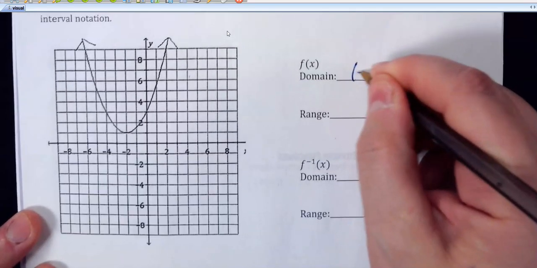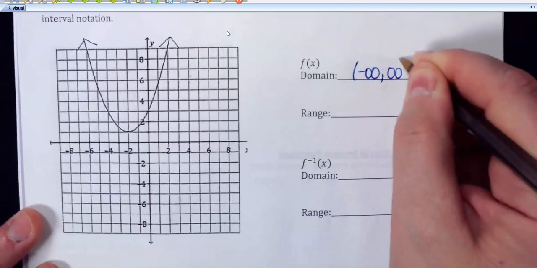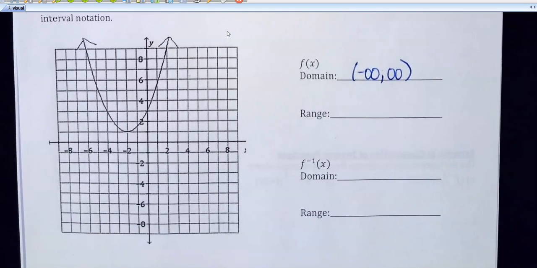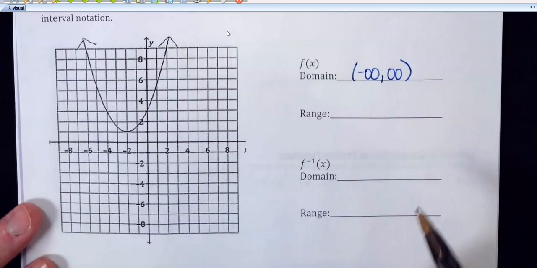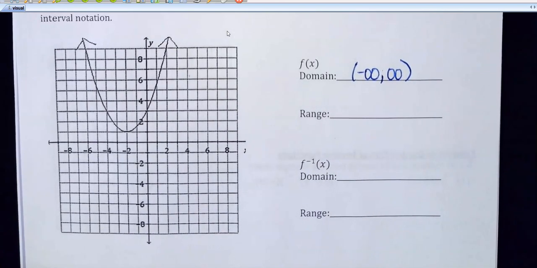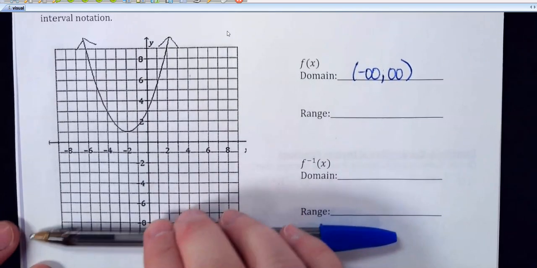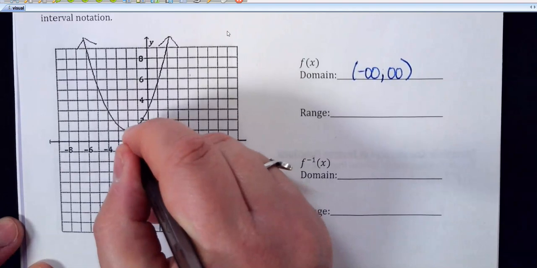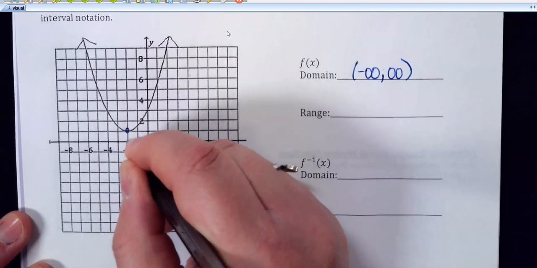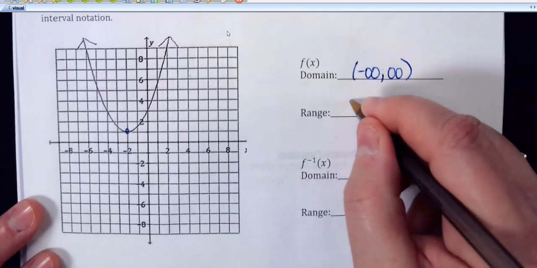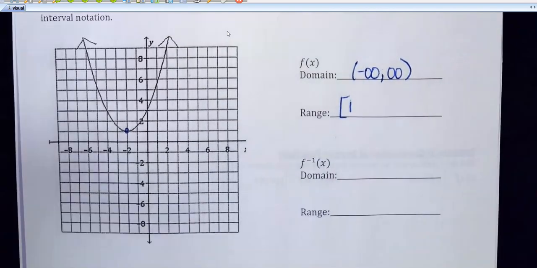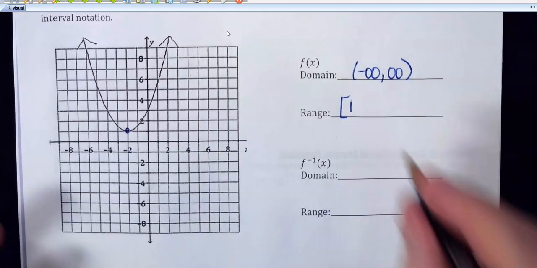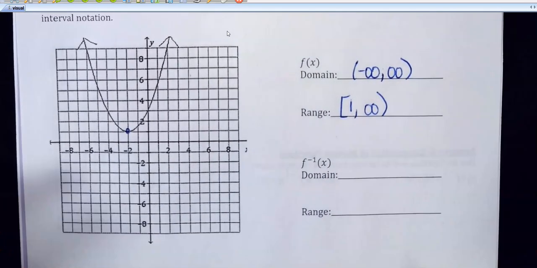Perfect. Okay. Now, can you tell me the range for that same graph? So close. 1. Okay, yeah, so come from the bottom to the top. The first point you would touch would actually be the vertex here. You want the y coordinate, which is 1. And we're going to put a bracket on that because I actually touched that point, and then it goes up forever, so infinity.